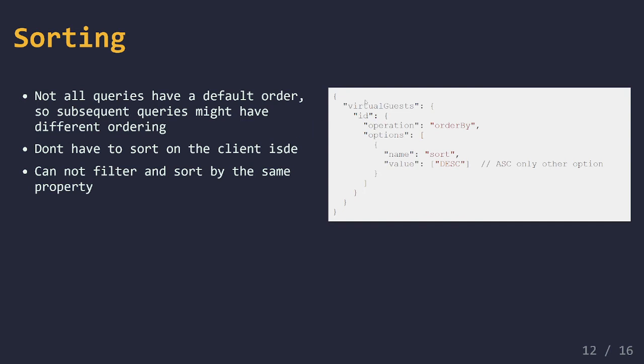And so this is what that would look like. So on virtual guest, you specify the ID property. The operation is going to be order by. Options are going to be, again, an array of one option. Its name is sort. Its value is an array called DESC for descending. There's also the ASC option for ascending. And that's basically what you're going to put in here. And this will get you your virtual guest results in descending ID order. And that order will be the same between queries every time.